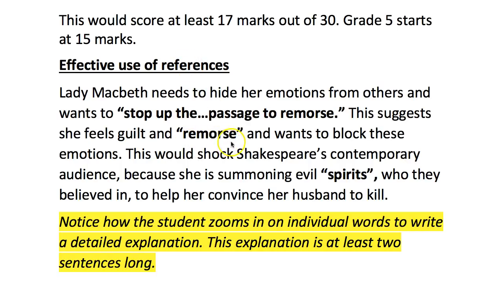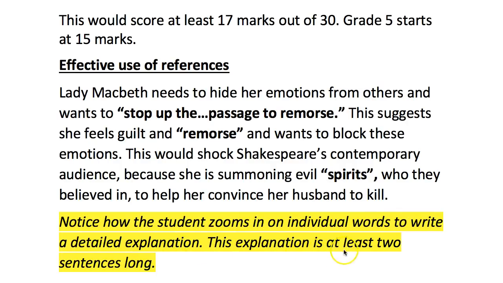You're zooming in on one particular word. So she feels guilt and remorse and wants to block these emotions. Now, you need to start bringing in a little bit of context or author's point of view, and you do that by giving the author's name and saying something about what they wanted their readers to think. This would shock Shakespeare's contemporary audience. Contemporary means the audience at the time. Because she is summoning evil spirits, that one word quotation again, who they believed in, to help her convince her husband to kill. So I've written this reminder. Notice how the student zooms in on individual words to write a detailed explanation.